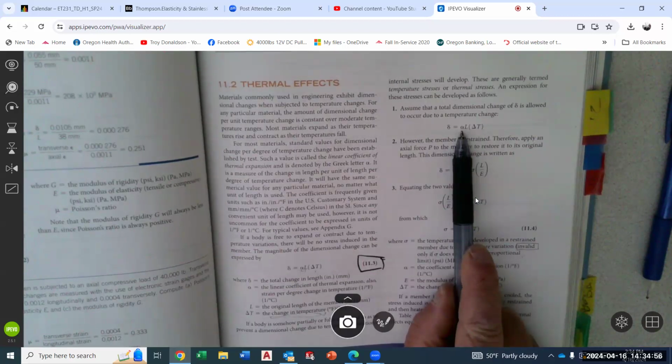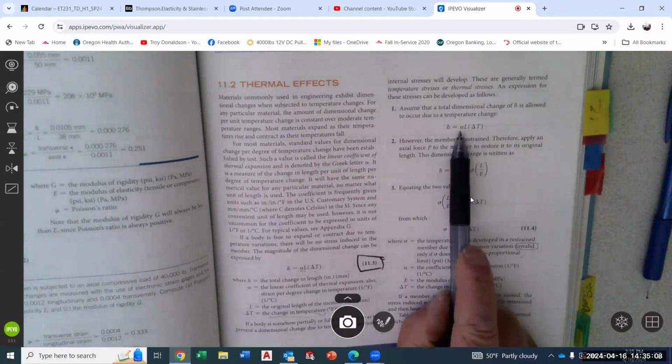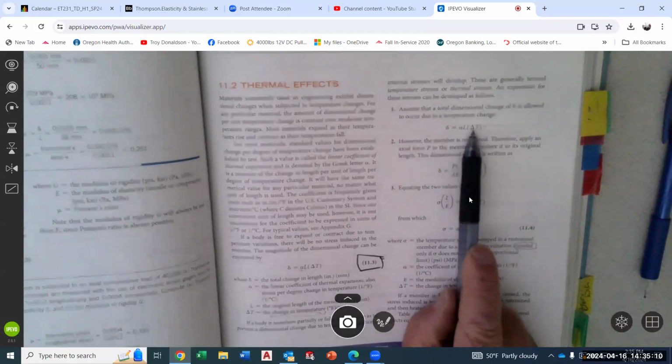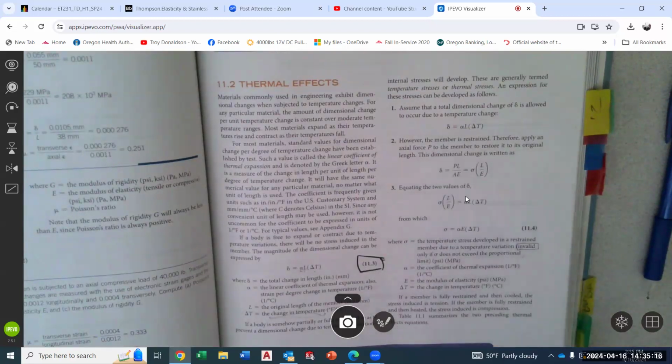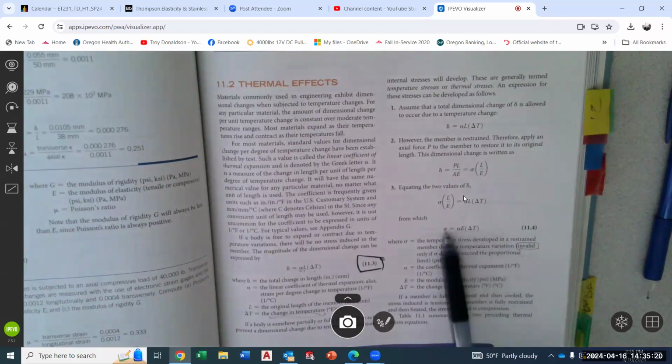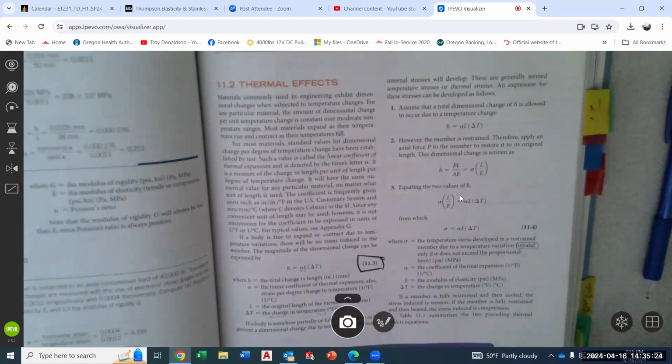So if we have steel, we look it up. If we have copper, we look it up. If we have whatever, we look it up. Notice the expansion, this is very interesting, has nothing to do with the cross section. So cross section does not come into here. But if it's free to expand, we can calculate that. And there are no thermal stresses. This is thermal stress, but if it's free to expand, no internal stresses are developed.